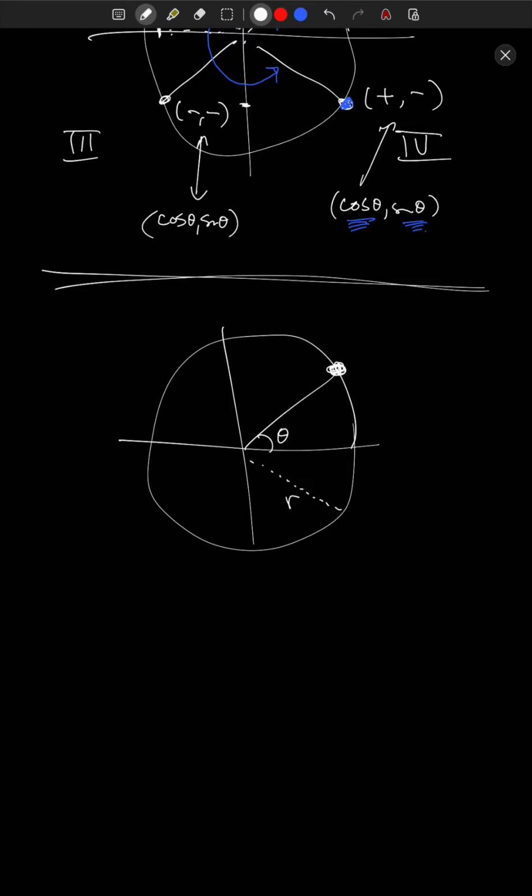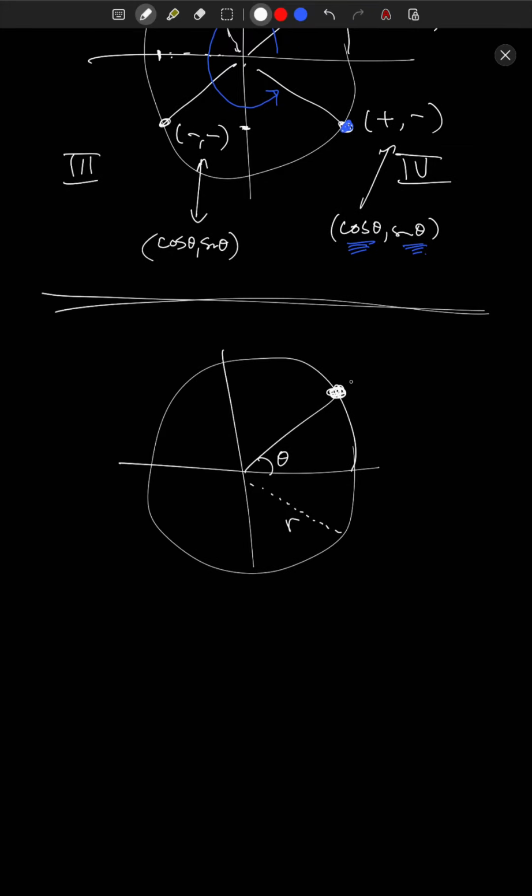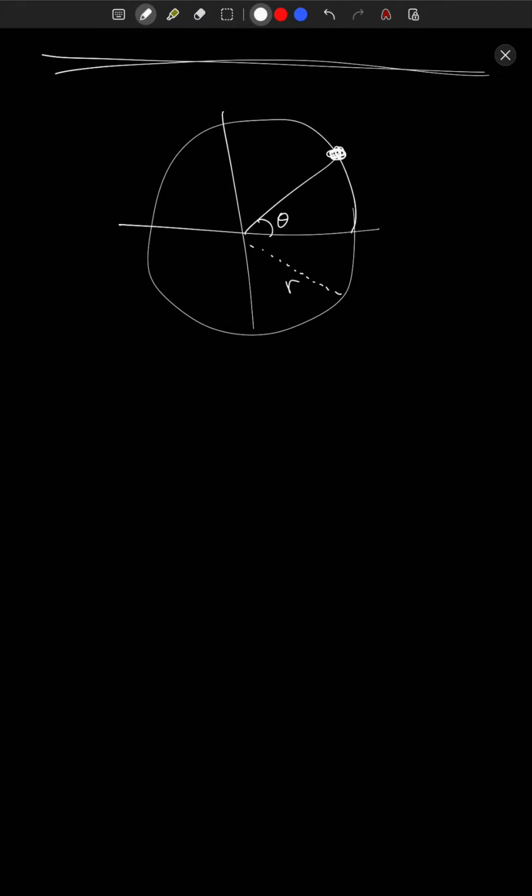Okay, again, if r is not 1, the coordinates are not going to be cosine theta, sine theta. All right, so the question is, what is it going to be? Well, luckily for us, we know about similar triangles. So if we have a picture like this, let's pretend r is bigger than 1. Then if we mark off a point there where this is exactly 1, we have a right triangle like that.